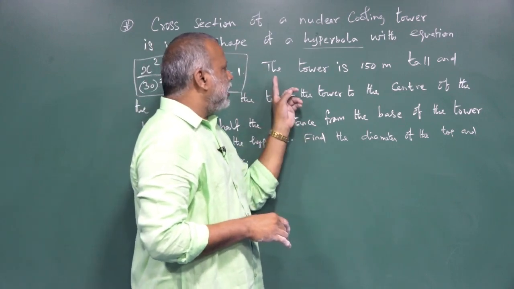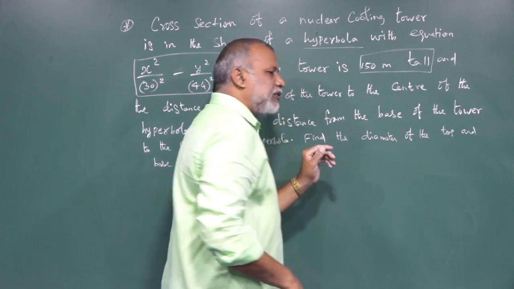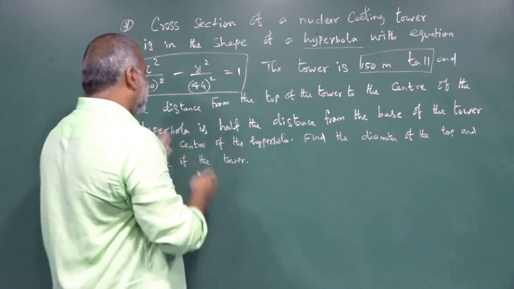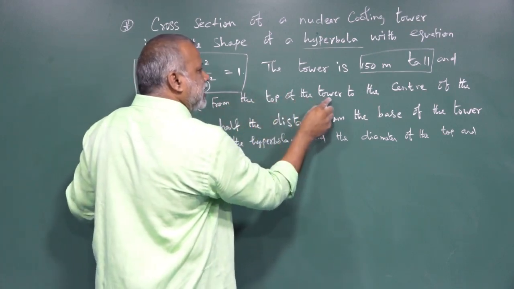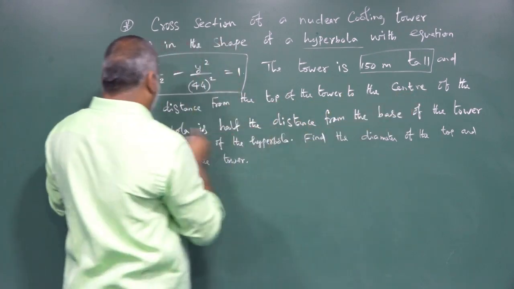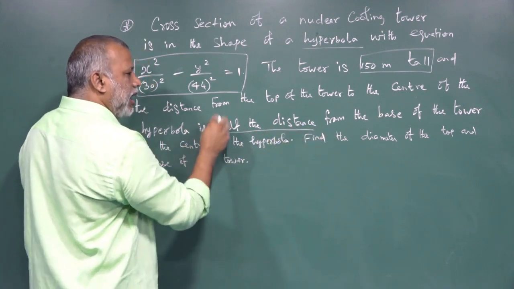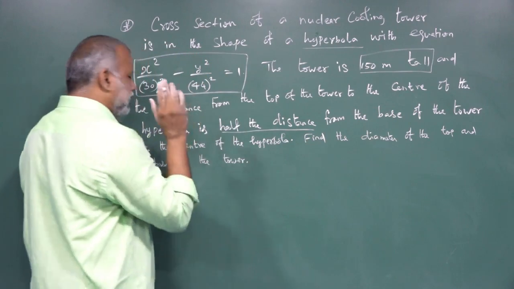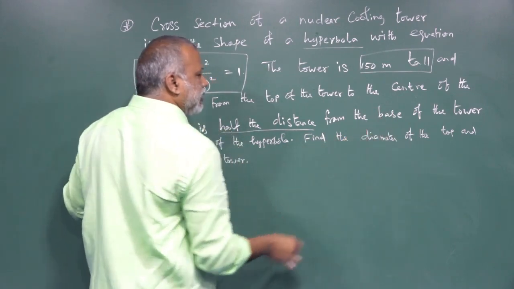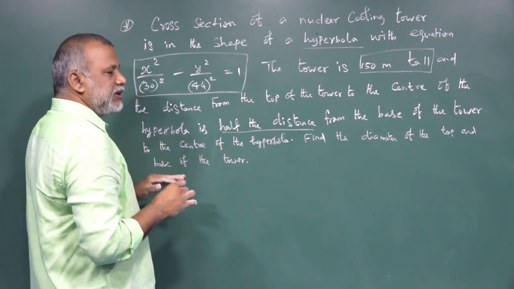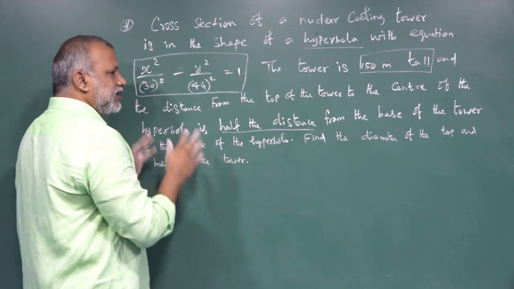The second one, the tower is 150 meter tall. The height is given as 150 meter. And they are giving some condition: the distance from the top of the tower to the center of the hyperbola is half the distance from the base of the tower to the center of the hyperbola. Find the diameter of the top and the base of the tower.